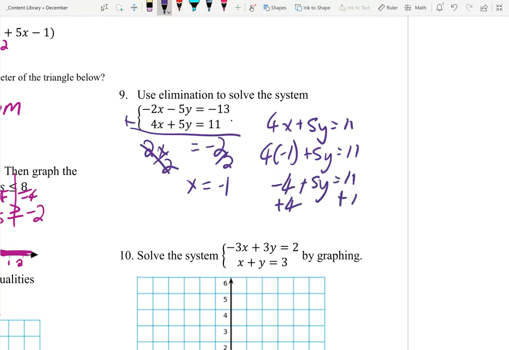A lot of algebra here, but it's just algebra, right? Add the 4 to cancel it out, so 5y equals 15. And then divide by 5, we end up with y is equal to 3. So the answer is -1, 3.